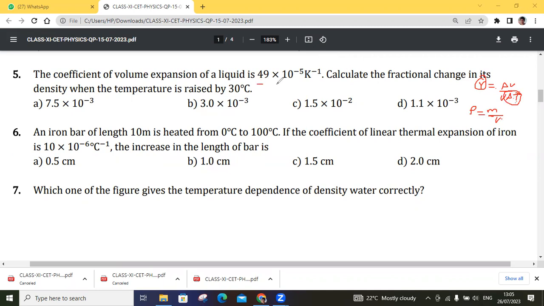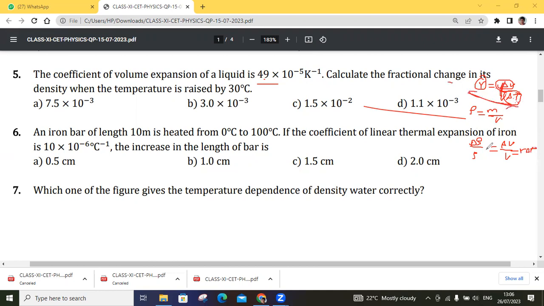So 30 into this, if you do, what will you get? It will be a very small value. If you take it as 50 also, it will become 1500, and 15 into 10 power minus 3, which is a very small value. So if it is a very small value, delta rho by rho can be written as delta V by V. Then delta rho by rho becomes gamma delta T, correct? Delta V by V is gamma delta T, right?